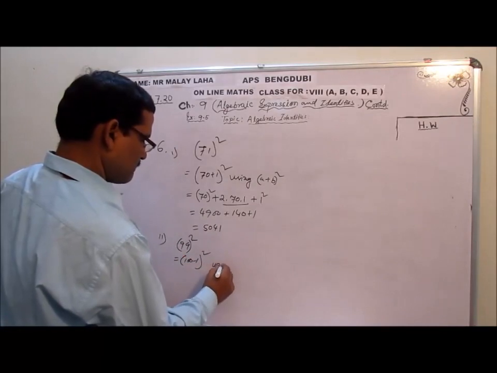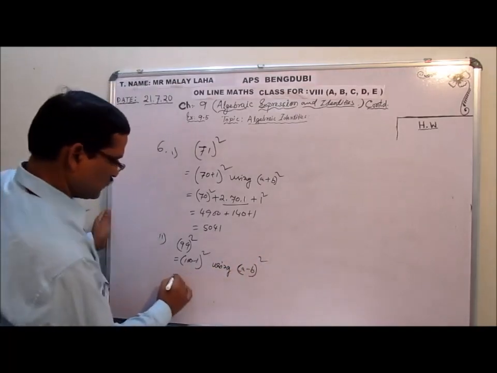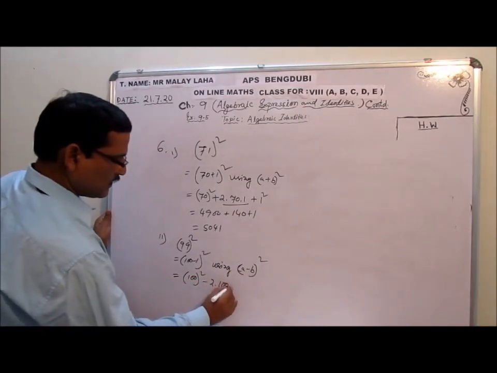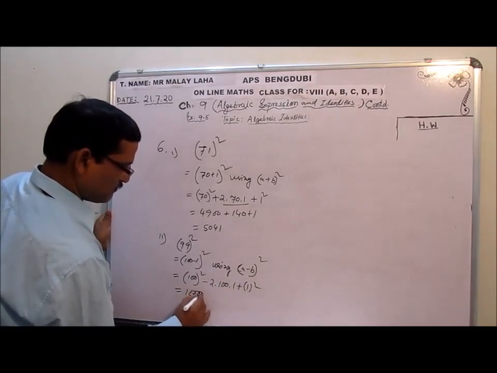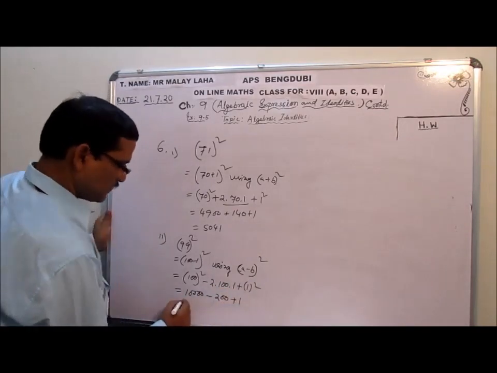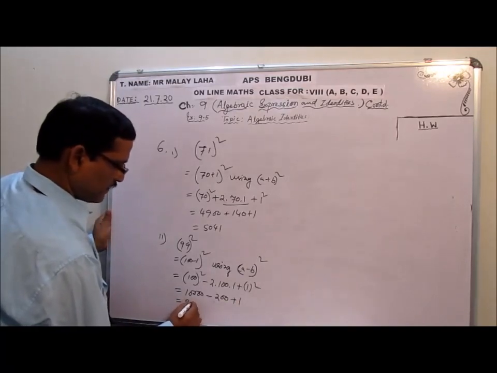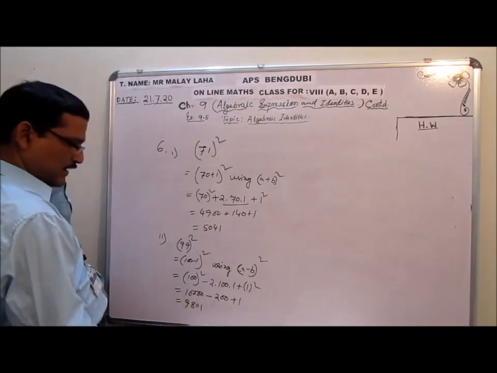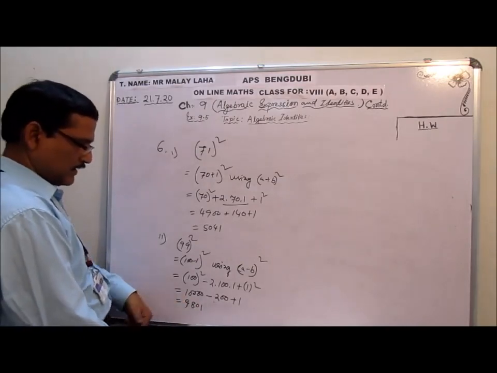Using (a minus b) whole square: a square, minus twice ab, plus b square, that means 1 square. 10,000 minus 200 plus 1. So if I subtract, it will be 9801. 10,000 minus 200 is 9800, plus 1, 9801.